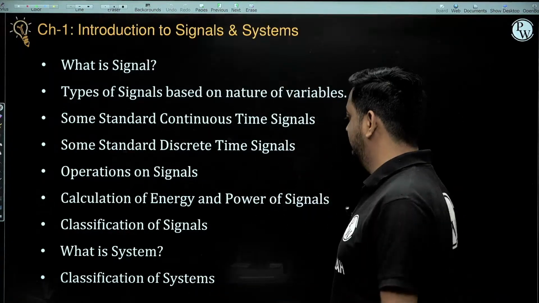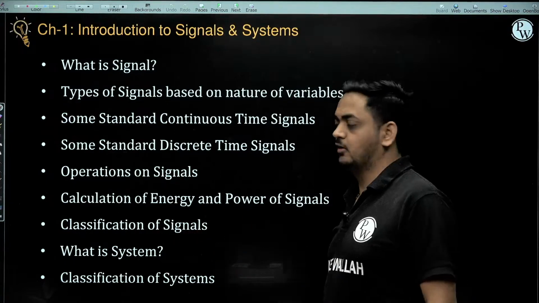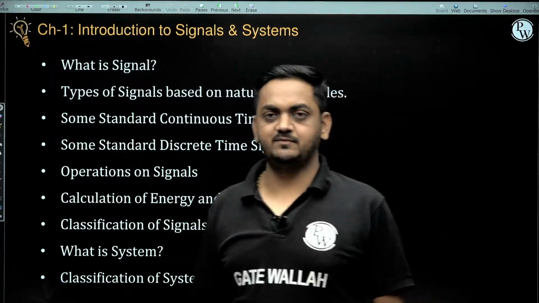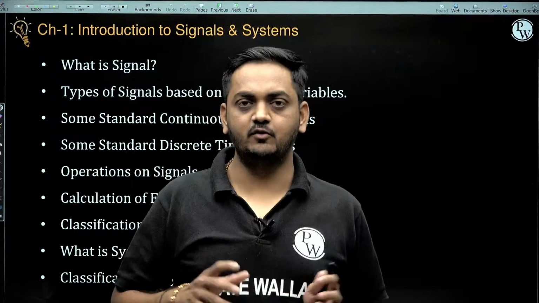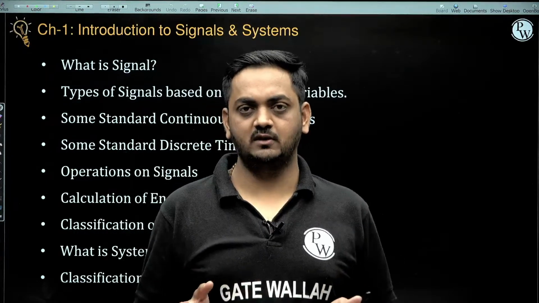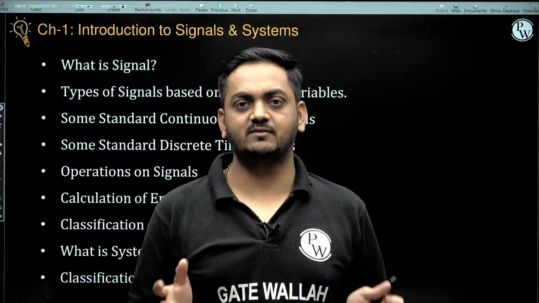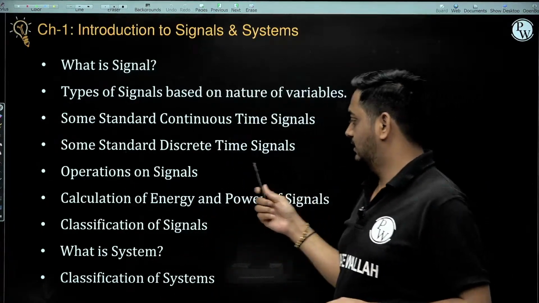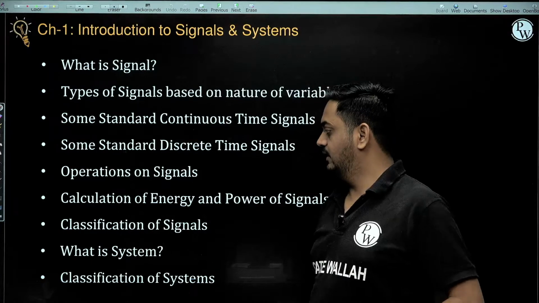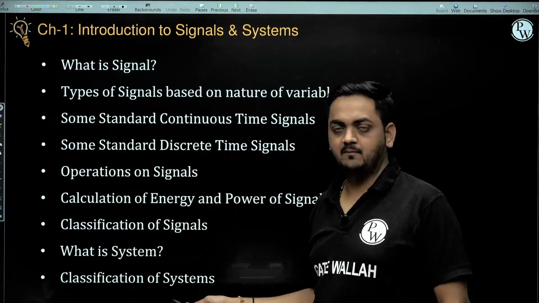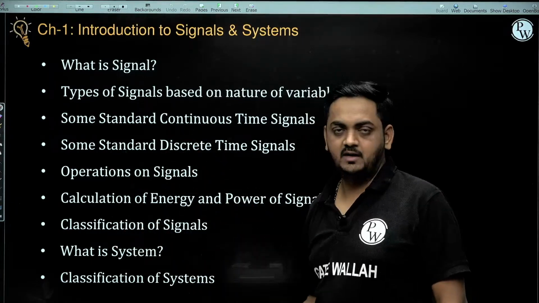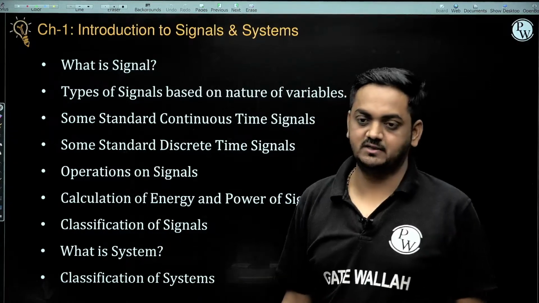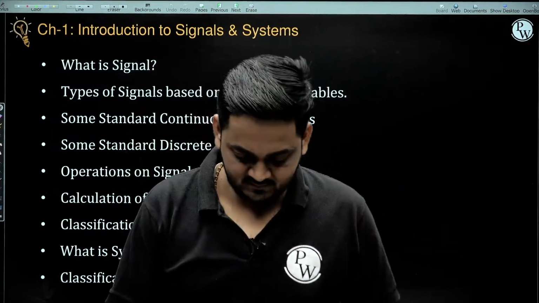Okay. Now next we will study classifications of signals, like odd and even signals, periodic and aperiodic signals, causal, non-causal and anti-causal signals, then right-sided, left-sided, bounded and unbounded signals. So these are the various classifications of signals. Later, after completion of signals, we will study what a system is, and again the classification of systems, guys. Correct? Fine.